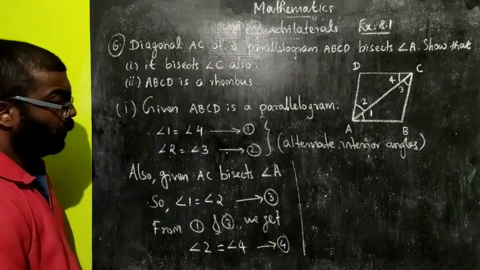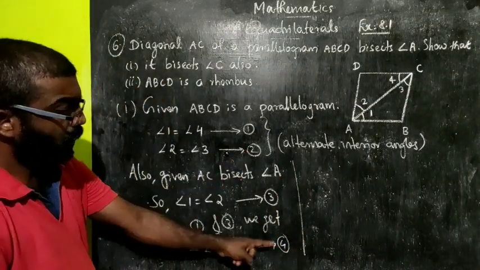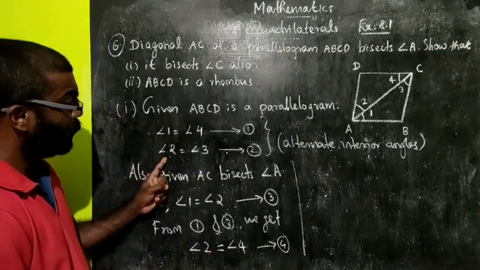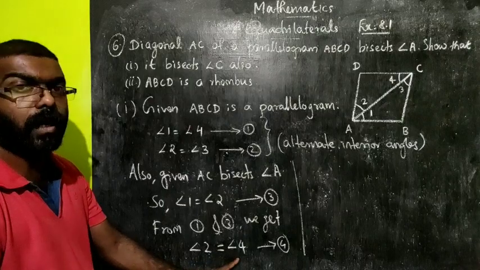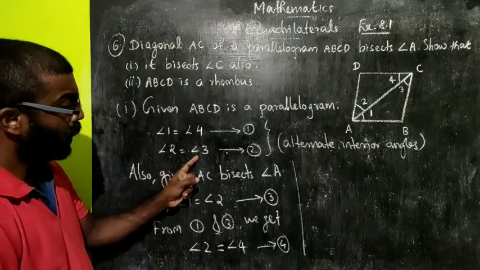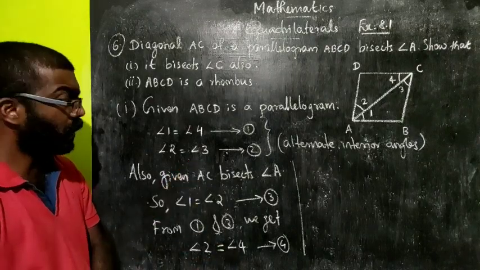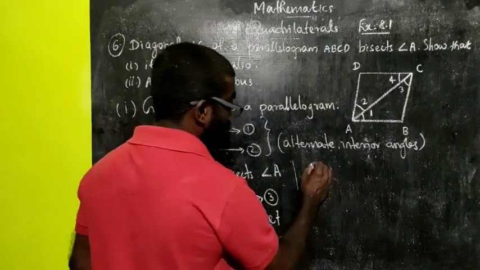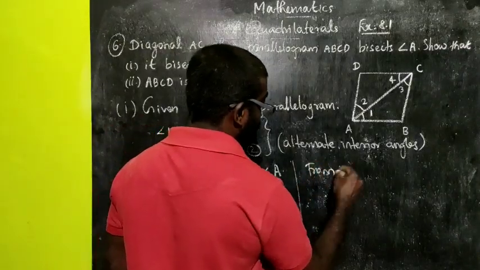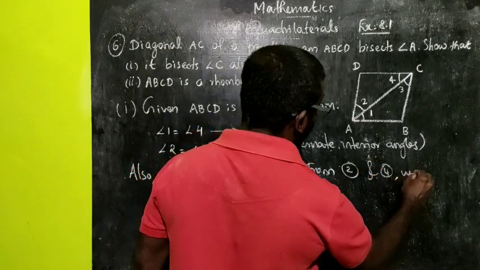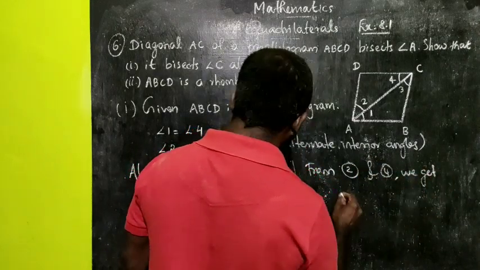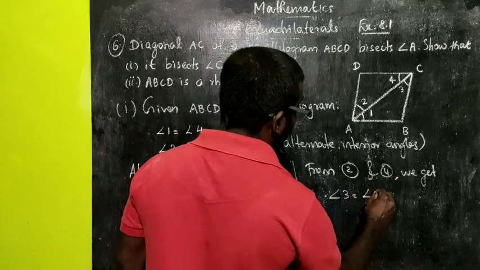Okay. Now we can combine equation 2 and equation 4. In equation 2, angle 2 equal to angle 3. Here angle 2 equal to angle 4. So we can write angle 3 is equal to angle 4. So from equation number 2 and 4, we can conclude angle 3 is equal to angle 4.